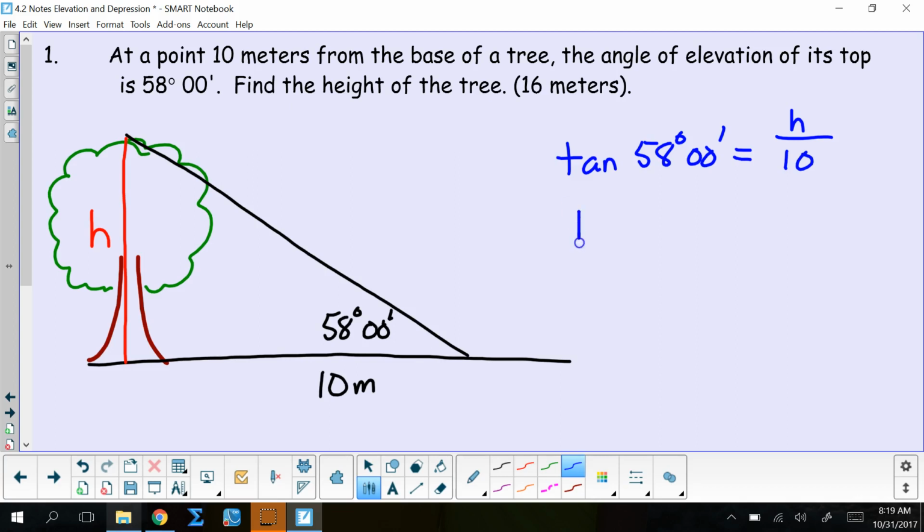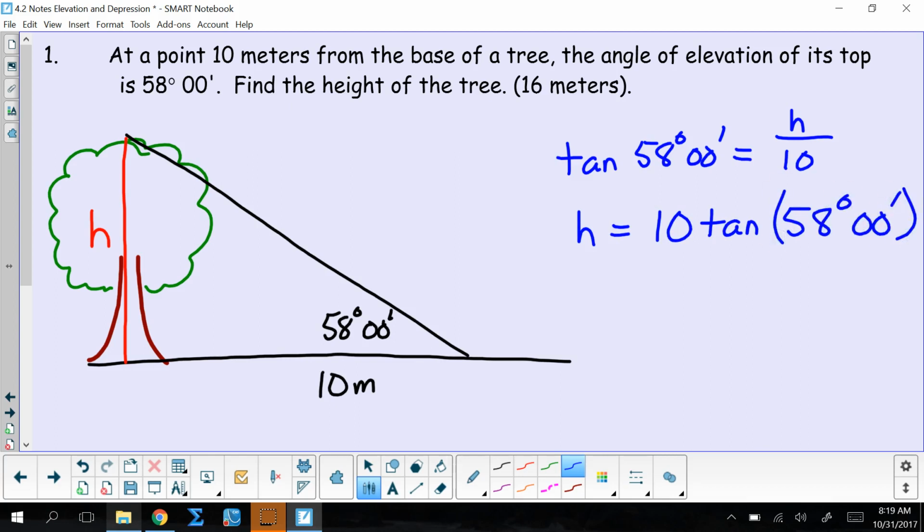Multiply both sides by 10. So h is going to equal 10 tangent of 58 degrees, 0 minutes. Right? Now we can go to the calculator.